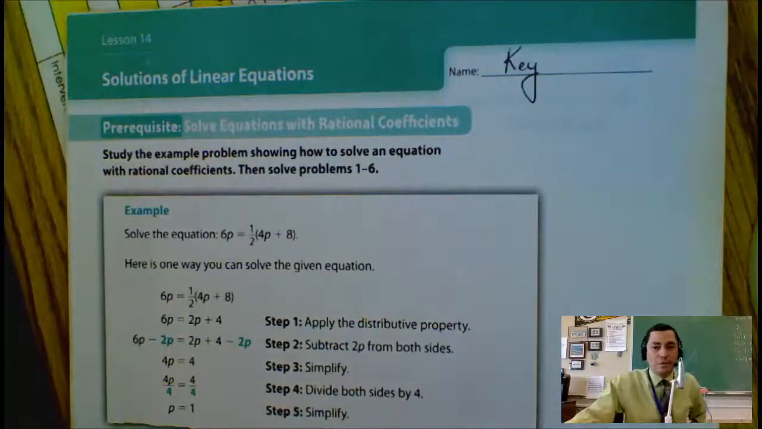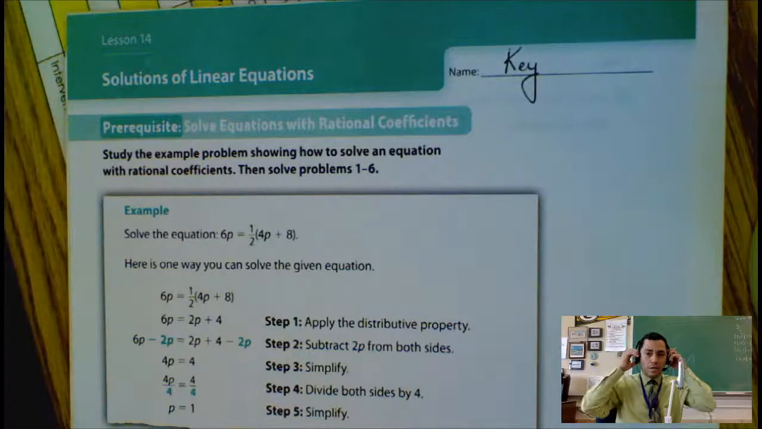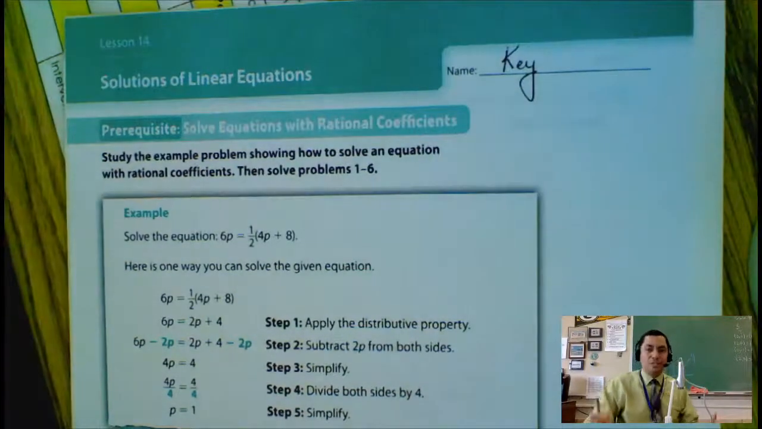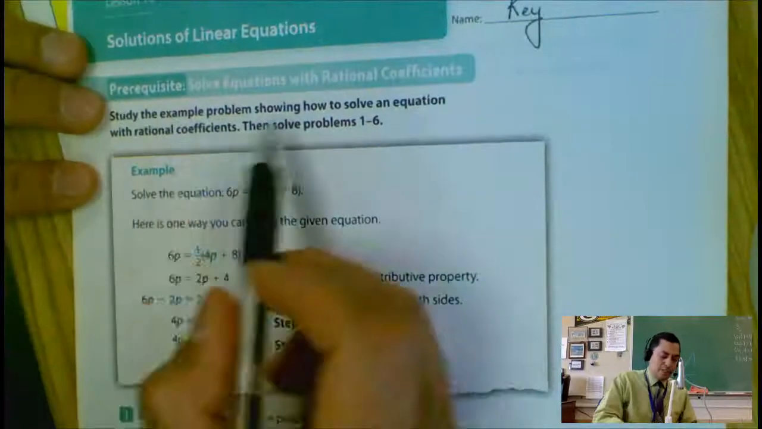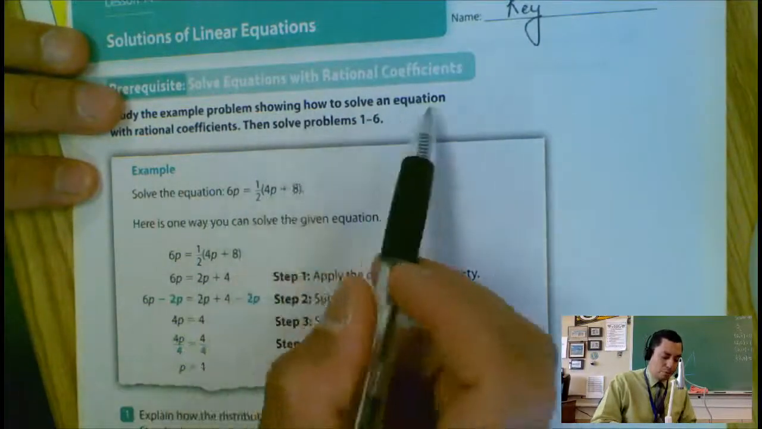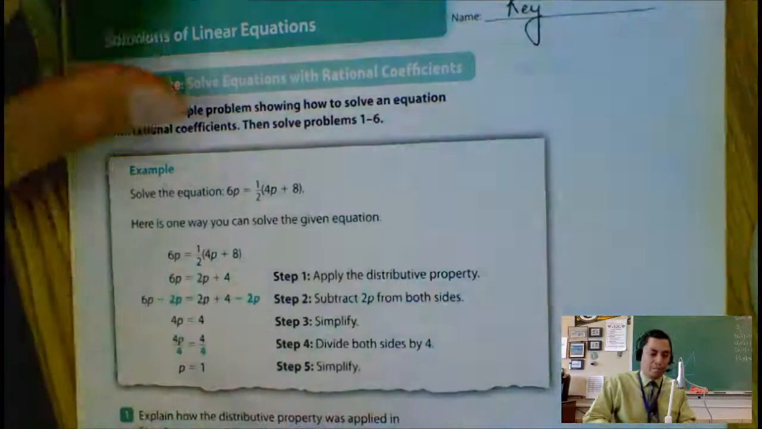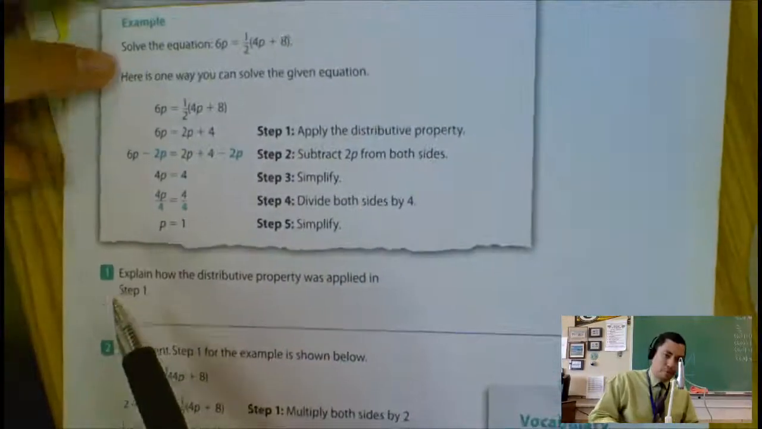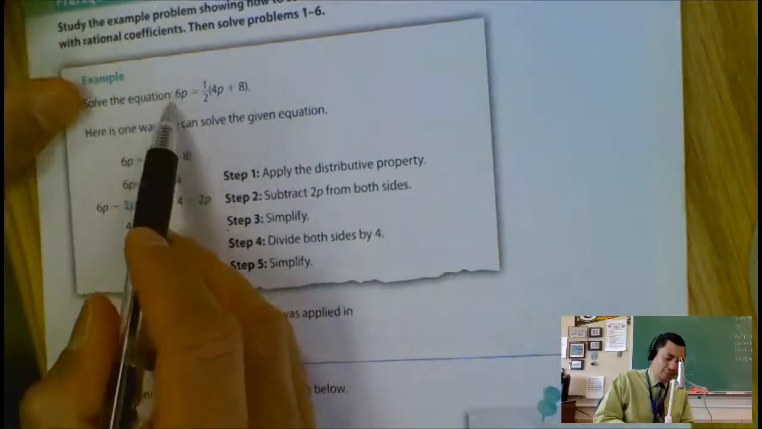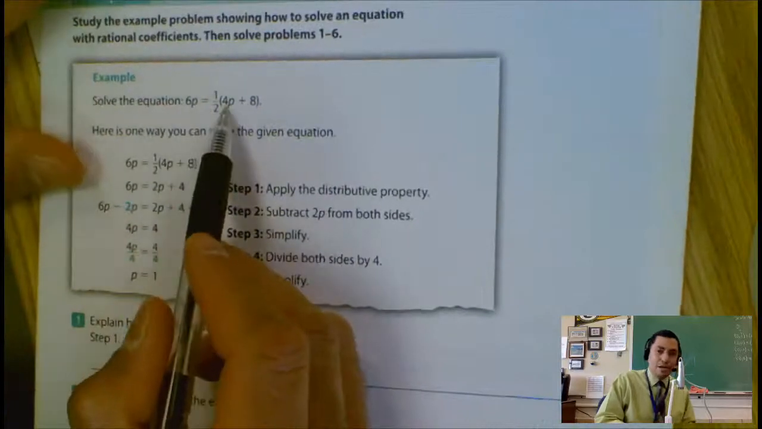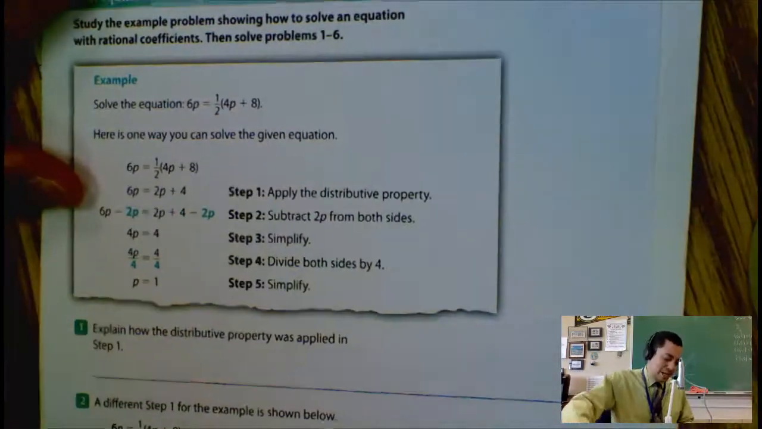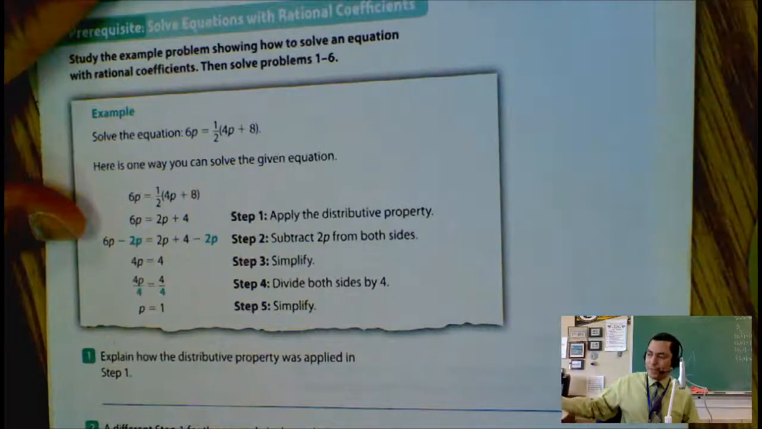We are going to continue with lesson 14, solutions of linear equations. In this case, remember, we always start with an example. Study the example problem showing how to solve an equation. We have the following example. You need to go over the problem. In this case, you have 6p equals 1/2 (4p + 8). Then here is one way you can solve it.